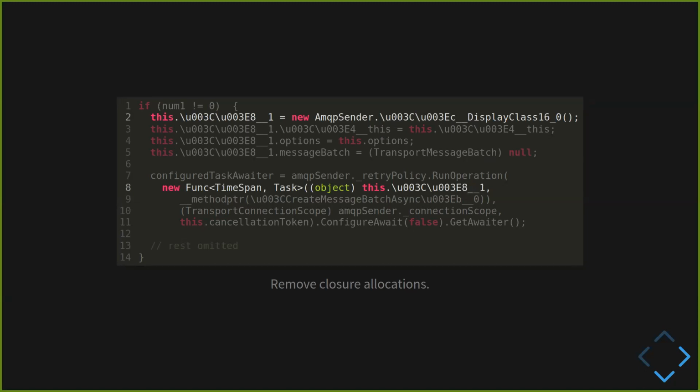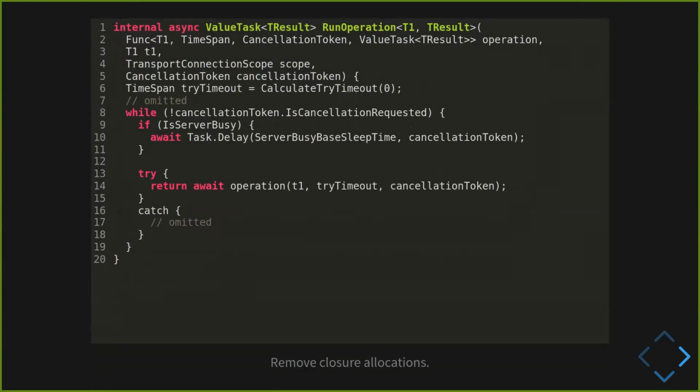And then we're going to call some method pointers and stuff. So what we can say here is we're creating two allocations for every execution of the code. First is the display class allocation. The second is the function delegate allocation. And these allocations are unnecessary. How can we get rid of these allocations? Well, we have to do a little bit of middleware or library writing. So I have here the new version of the run operation method.